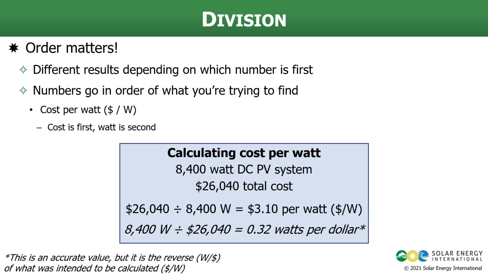What we'll oftentimes see students do is they'll do this watts per dollar calculation and get 0.32 and figure, oh, I must have messed up the decimal somewhere and that's $3.20 per watt, but that's not what it is. You're getting watts per dollar, not dollars per watt. So when you're thinking about division, it's really important to make sure you've got the numbers in the right order in the formula to get the result that you're looking for. If you get them backwards, you're going to get something else that's not an accurate number.